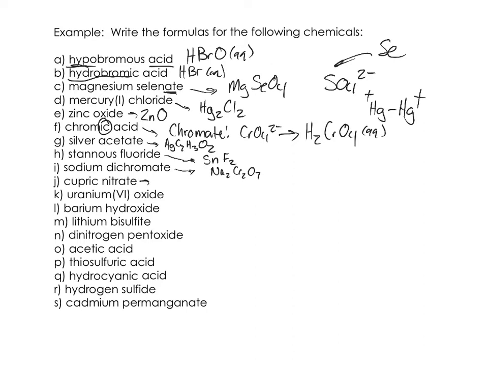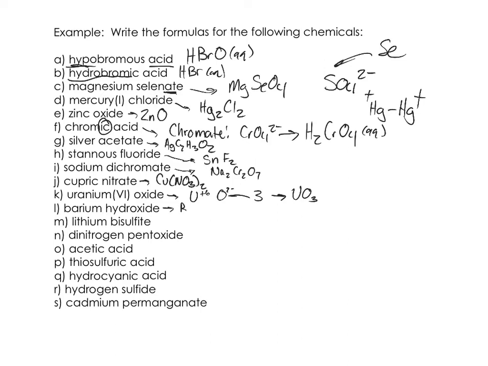Cupric nitrate. Remember, you have ous and ic. So ic on copper is the +2. So that makes this Cu, and then I need to use parentheses around the nitrates because remember, these are whole groups. You do not distribute that 2. Uranium(VI) oxide. So I have uranium, it has a +6. I need oxygen, has a -2. That means I need 3 of these guys, and so this becomes UO3.